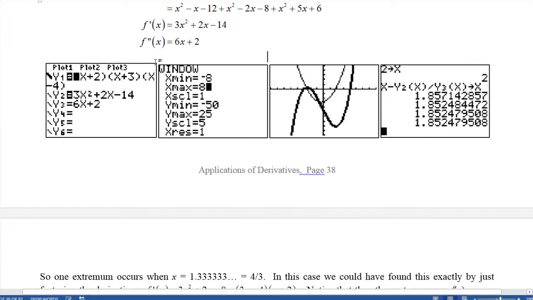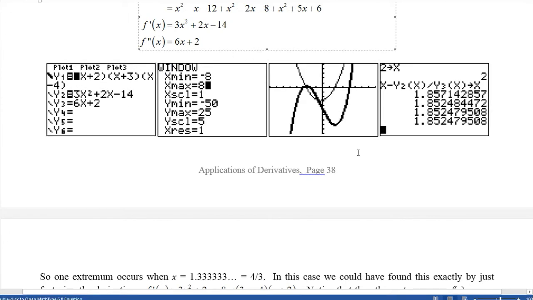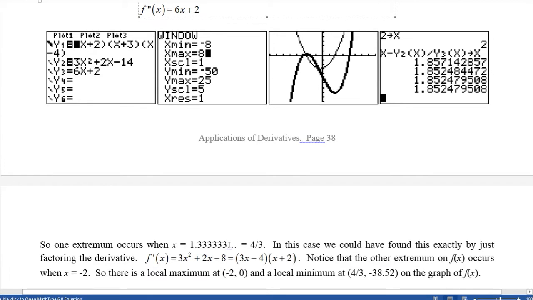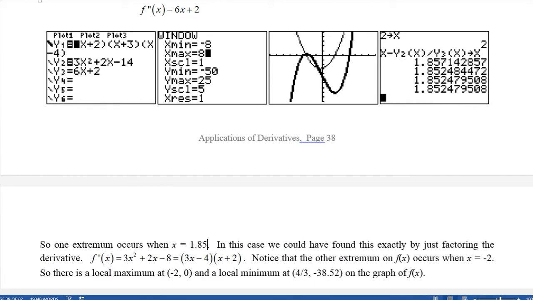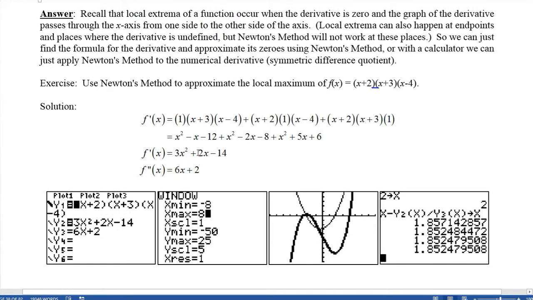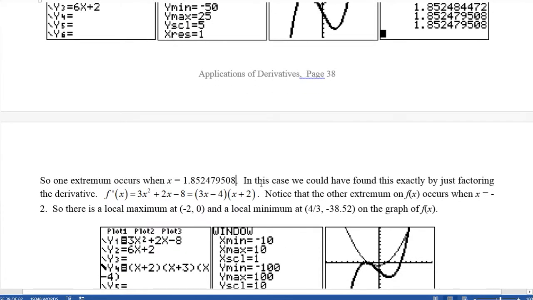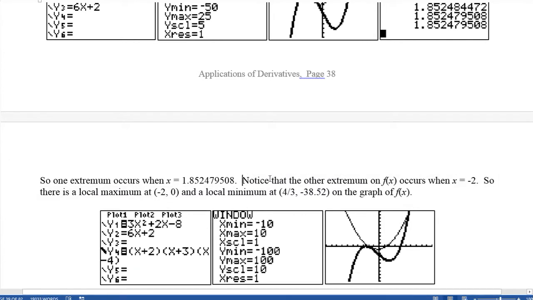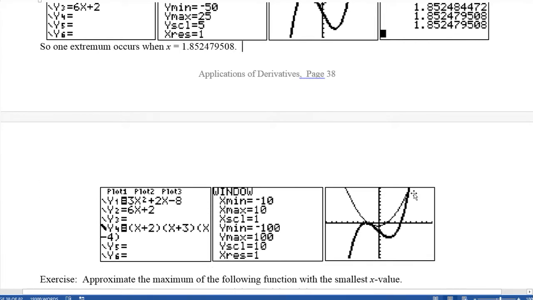Get those to all fit nicely there. Line them up just a little bit. So there's our x value. So it looks like the extremum occurs at approximately 1.852479508. Now if we wanted to find this exactly, we would have to solve this quadratic equal to 0, which we could do with the quadratic formula. But this gives us one way to do it as an approximation. Okay, so one extremum, and that's actually a minimum.